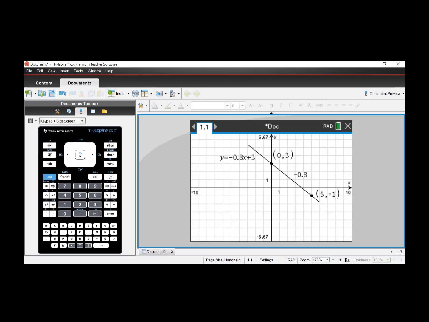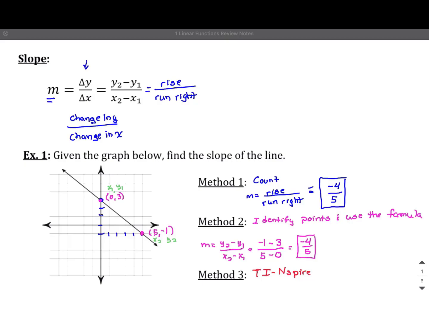All right, let's go back to our document. Okay, so what we did was we plotted the points using our geometry menu. Then we draw the line connecting those 2 points. And then we actually measure the slope. And all of this is found under the geometry menu. So go to menu, then geometry. You're going to plot your points. You're going to draw the line connecting those 2 points. And then you're going to measure the slope.